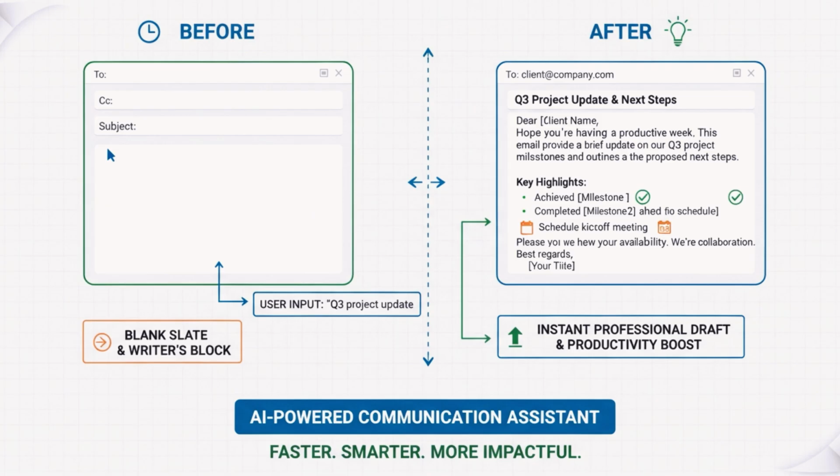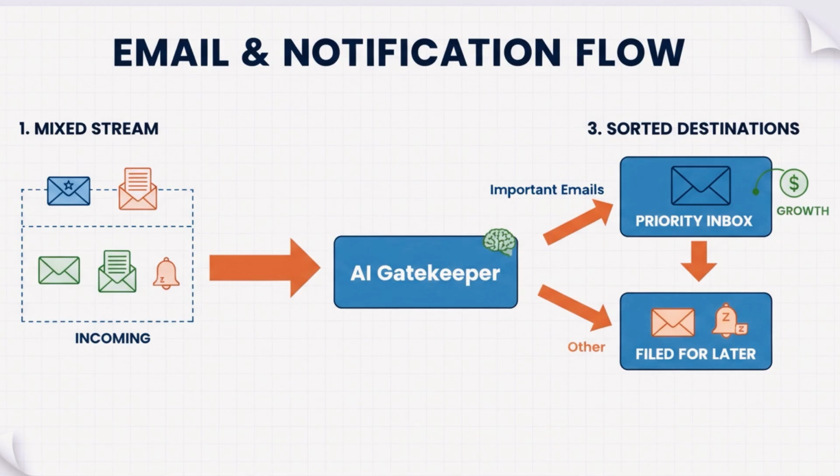Or when you need to send a polite but firm follow-up, instead of staring at a blank screen, you just type a few words and the AI drafts the entire email in your specific tone and voice. That's mental energy you get back. It automatically splits your inbox, acting as a gatekeeper so that only emails from your most important contacts hit you right away. Everything else, newsletters, notifications, is filed away for later.